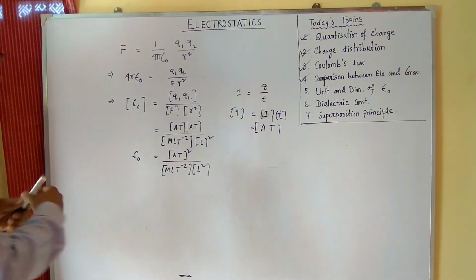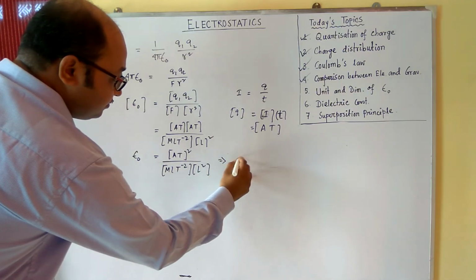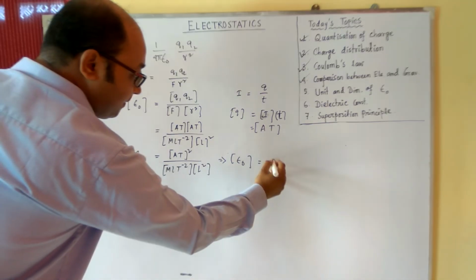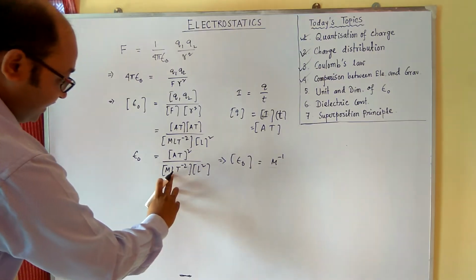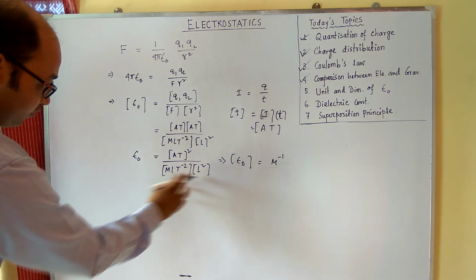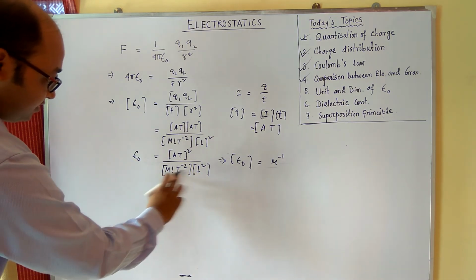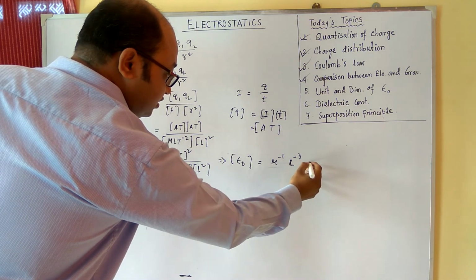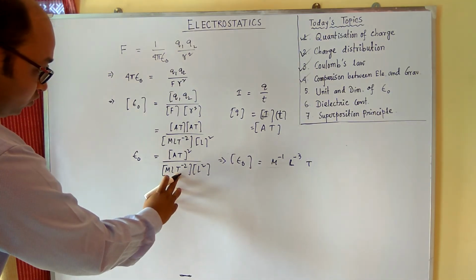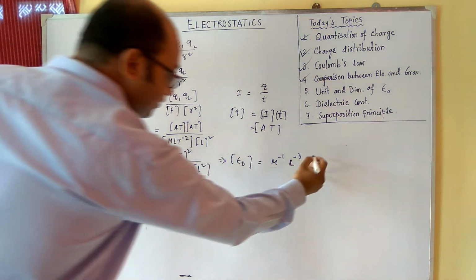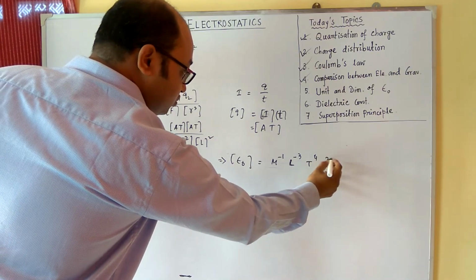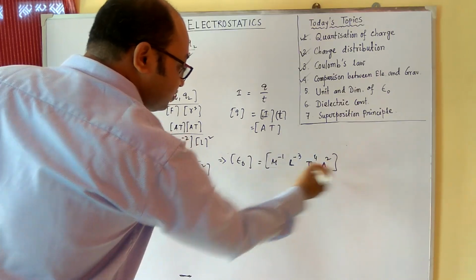So the dimension of epsilon 0 can be found as M to the power minus 1, L to the power minus 3, this one is L square and this one is L to the power minus 3. T to the power, here is 2 and here is also 2, so it becomes T to the power 4 and A to the power 2. So this is the dimension of epsilon 0.